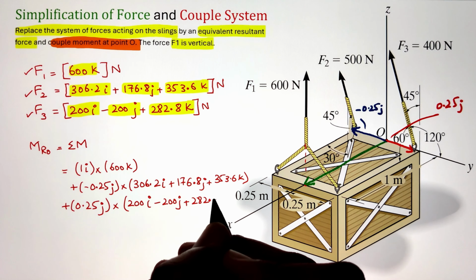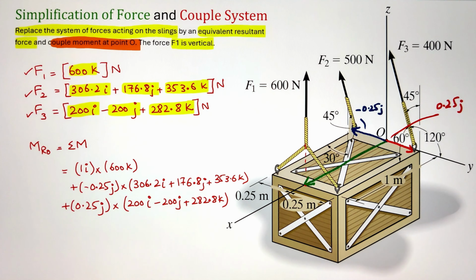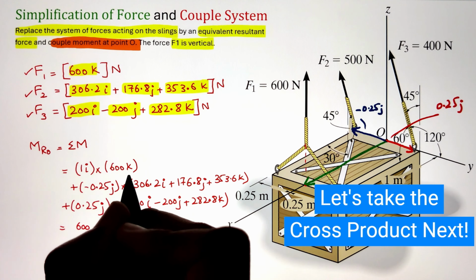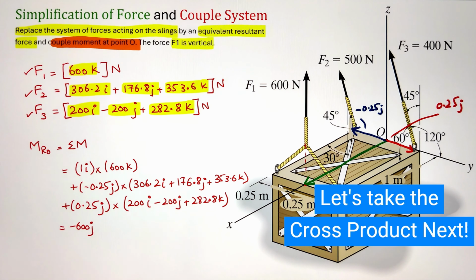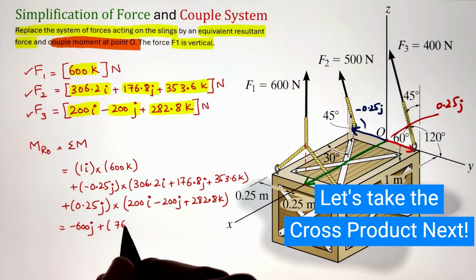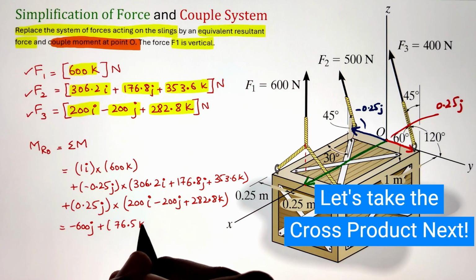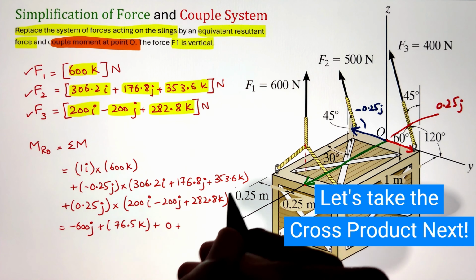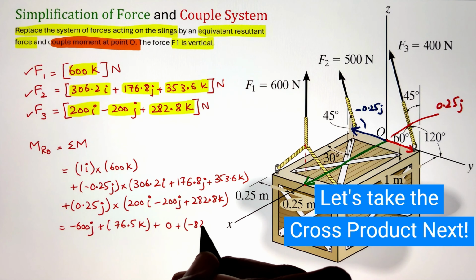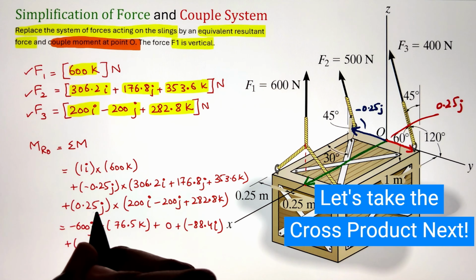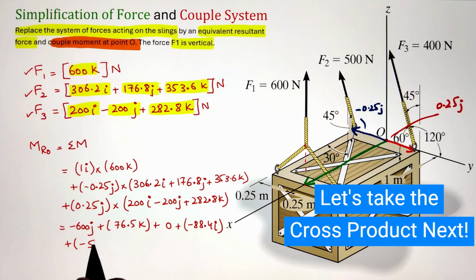Now let's go ahead and take the cross product. The first term is i cross k, which will give us the negative j term. So that's why the very first term I have is negative 600j. Next I have j cross i. This is going to give the negative k term. Since I have a negative sign with 0.25, that's why I have a positive term. Next, j cross j is equal to 0, whereas j cross k is equal to i. That's why we have negative 88.4i.